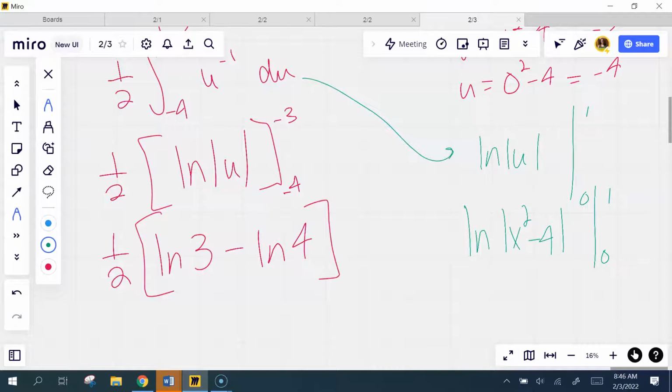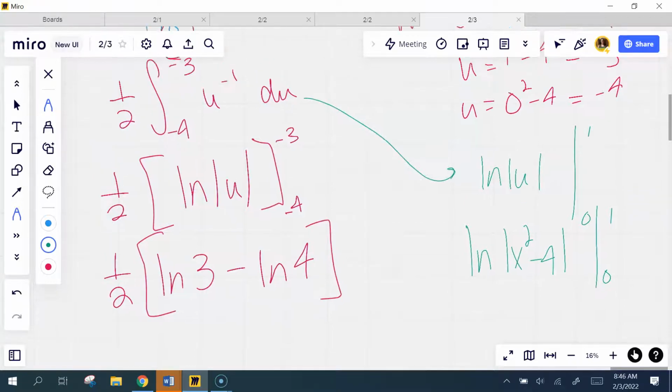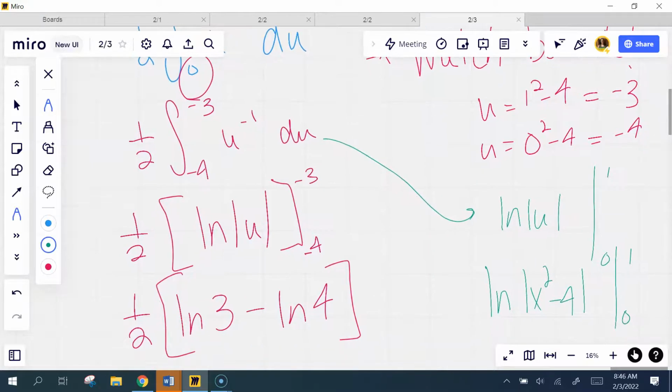What's what? When you take the integral there, it's gone. Go ahead.